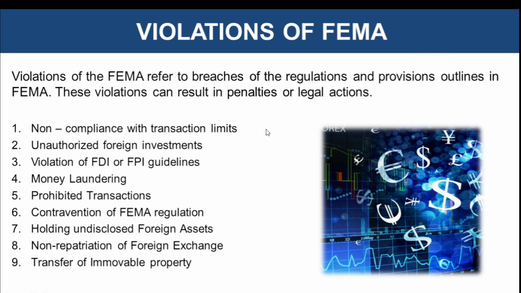What can be the type of violations related to FEMA norms? It can be non-compliance with the transaction limits. We saw that there are ceiling limits mentioned for a financial year. There should be compliance with the transaction limits. It should not exceed that. Then unauthorized foreign investments, as certain sectors are prohibited, so unauthorized investments cannot be done. Violation of FDI or FPI guidelines, as we saw that even for FPI, KYC norms are mandatory. Registering with SEBI is mandatory. So if there is violation of these guidelines, there should be punishment and penalties for it.